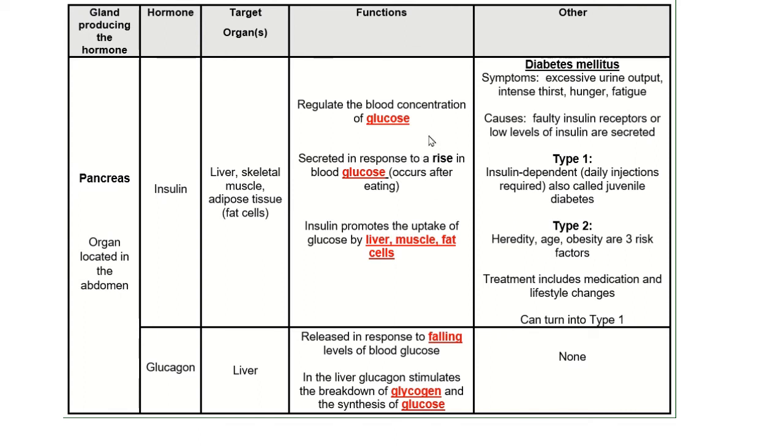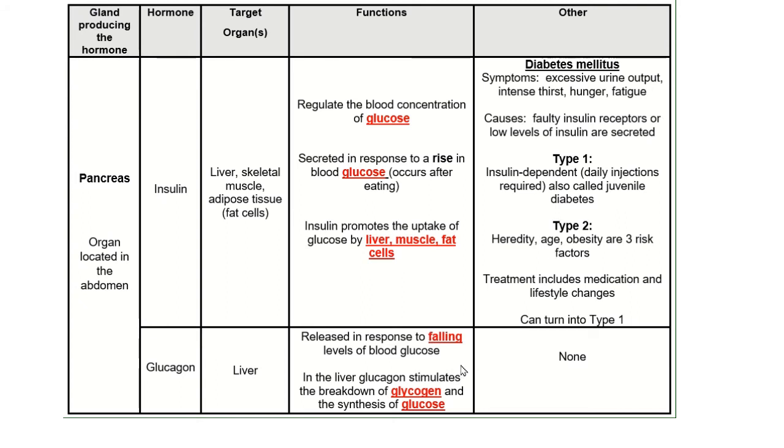So what are the functions? Insulin regulates the blood glucose concentration, and it is secreted in response to a rise in glucose. Insulin promotes the uptake of glucose by your liver, muscle, and fat. So what happens is the extra glucose is going to go into your liver and be stored as something called glycogen. The extra glucose will go into your muscles and fat cells. If you continue to eat more glucose than what you need, you continue to get more fat cells, therefore you will gain weight.